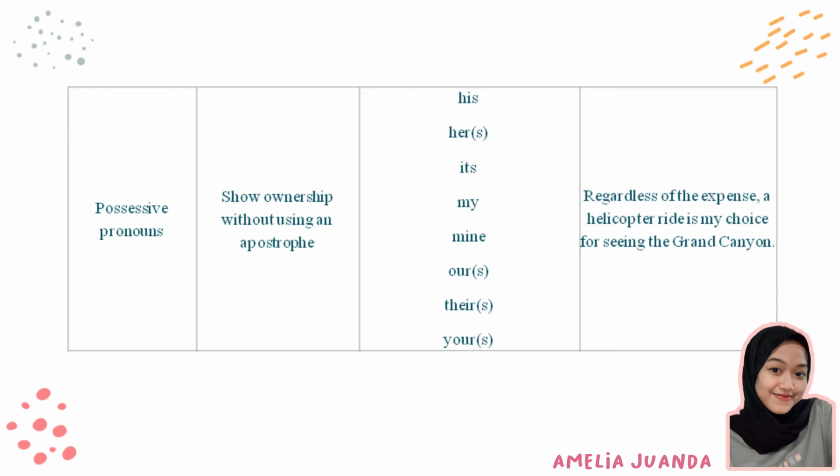Fifth, possessive pronouns. These pronouns are used to show ownership without using an apostrophe. The list of pronouns are his, her, its, my, mine, our, their, and your. The example: regardless of this expense, a helicopter ride is my choice for seeing the Grand Canyon.